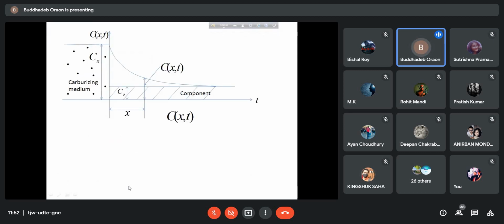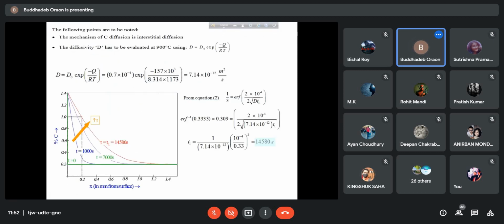Next, what is to be done is that, so this is the equation. This equation is to find out the value of diffusivity or coefficient of diffusion at 900 degrees centigrade. You have been given D0, and you know what is the value of Q. R is of course known. T is the absolute temperature, so 900 plus 273. So from here you can get the value of D. This D value comes out to be 7.14 into 10 to the minus 12.